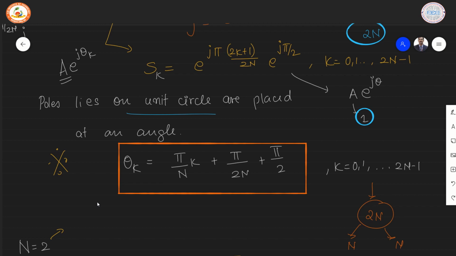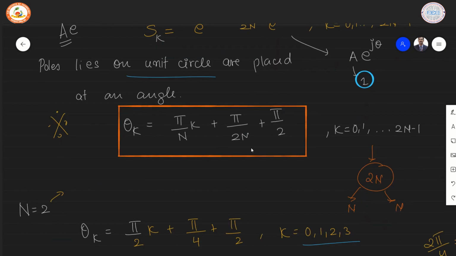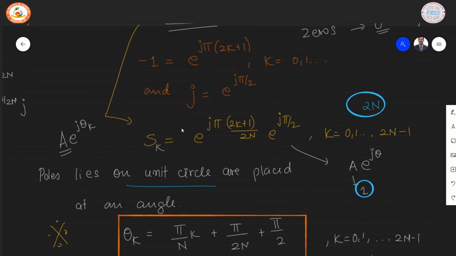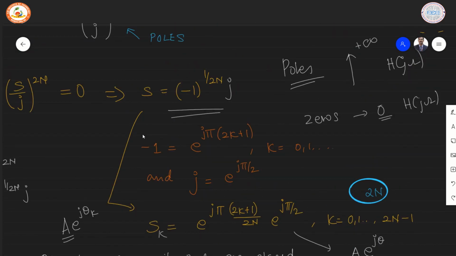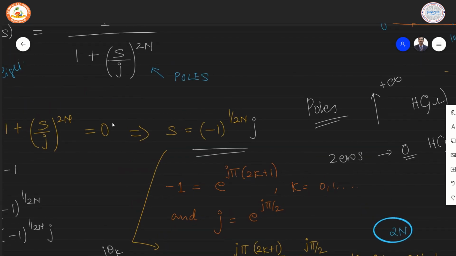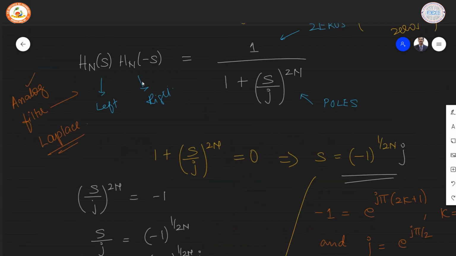Now, we understand that totally the number of poles we'll have is 2n because the number is from 0 to 2n minus 1. This 2n can be divided into two parts, that is n and n. One n can be attributed to the left half. As you have already noted, the expression was h of minus s into h of s. So let us call this the left half and let us call it the right half.